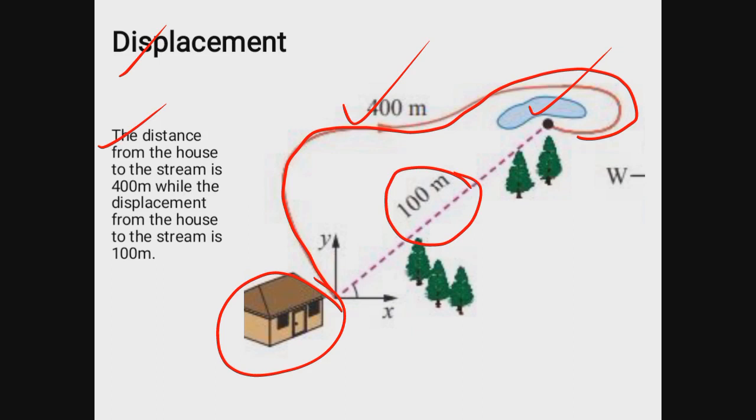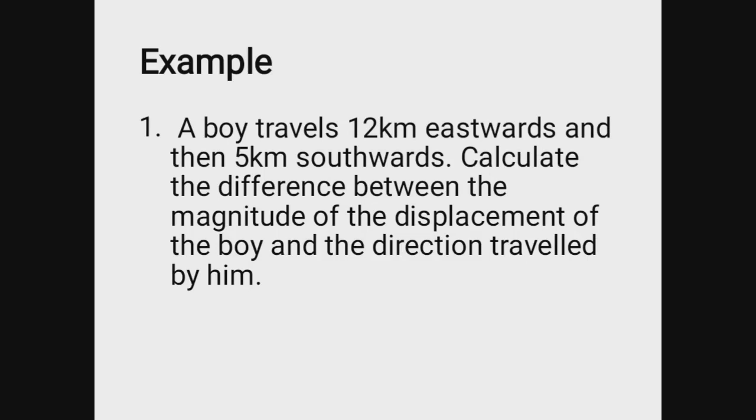The distance from the house to the stream is 400 meters, while the displacement from the house to the stream is 100 meters. What we need to take note of here is that displacement is looking at where an observer is with respect to where he's starting from. The next slide will shed more light. Now we have an example here.